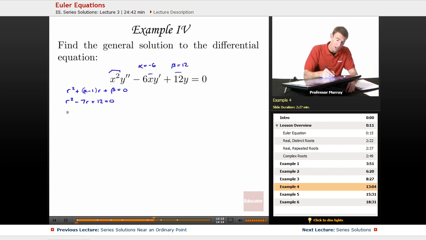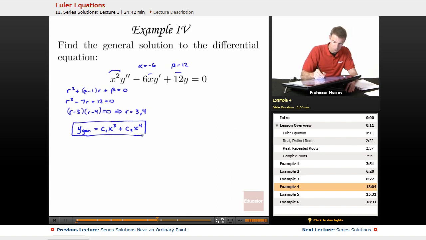That's another easy one to factor. That's r minus 3 times r minus 4 is equal to 0. So our r is 3 or 4. So two distinct real roots. That's kind of the easiest situation for an Euler equation. Right away, I can write down my general solution. It's just c1 x to the 3 from that first root plus c2 x to the 4th from that second root. And just like that, we're done with that one.